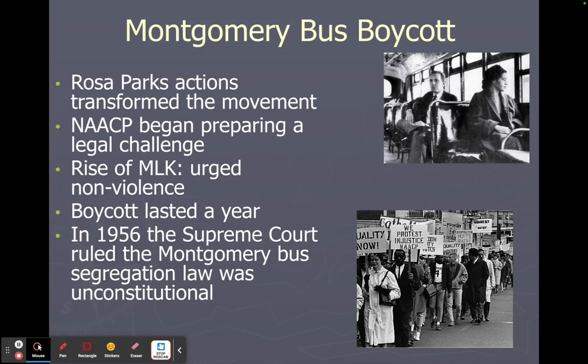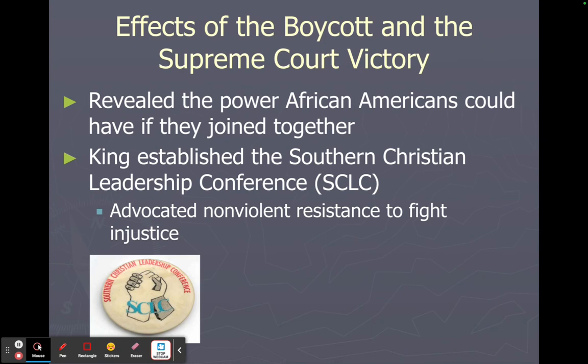Her actions transform the movement. The NAACP begins to prepare a legal challenge, but Martin Luther King emerges and urges nonviolence. The boycott of the Montgomery buses lasts an entire year. And then eventually the Supreme Court will rule that the law is unconstitutional. So what effects do boycotts and things like this have? It revealed the power African Americans could have if they joined together.